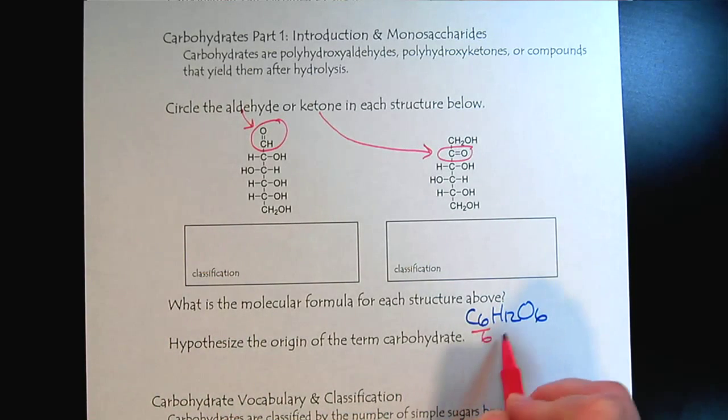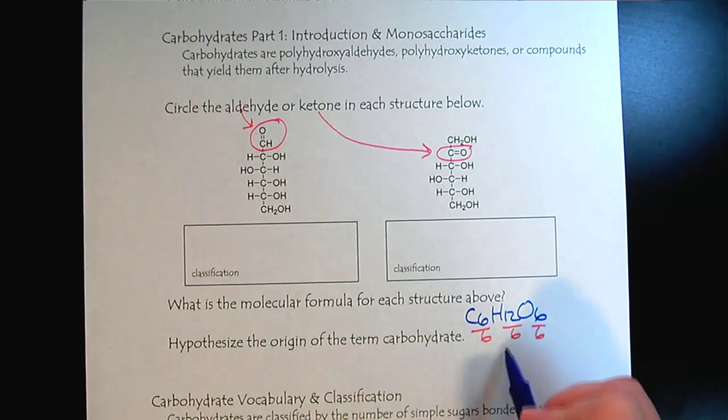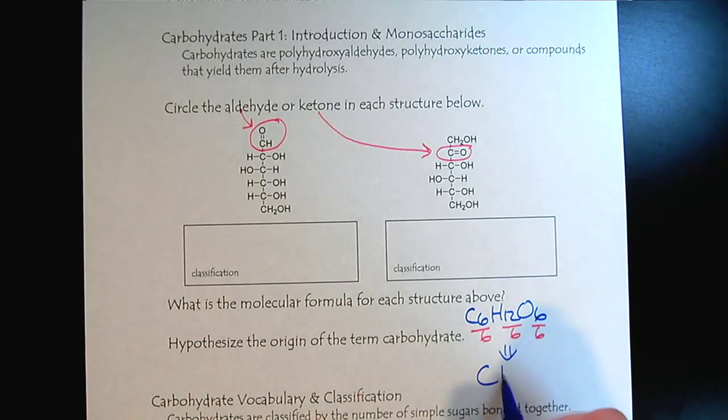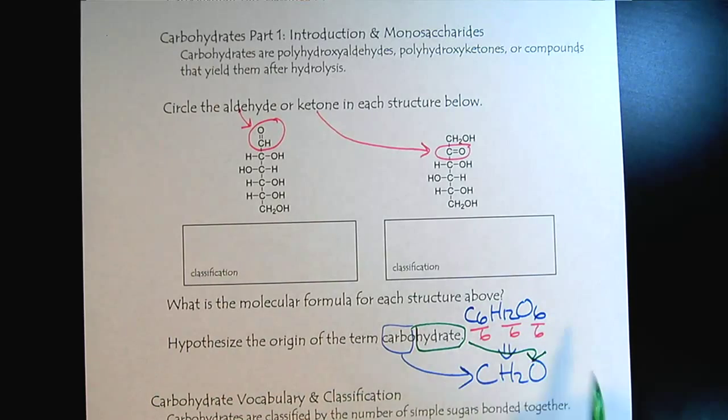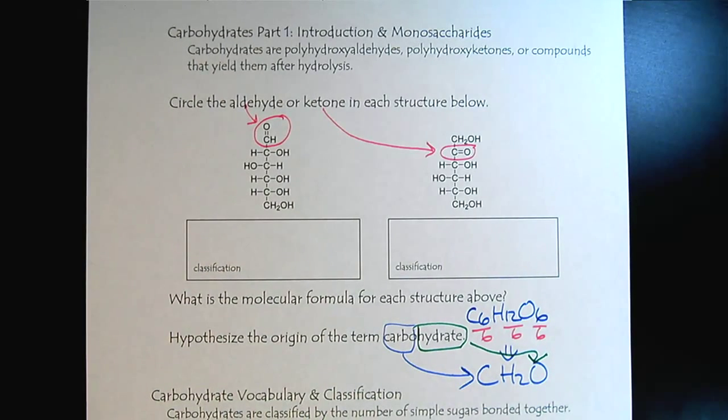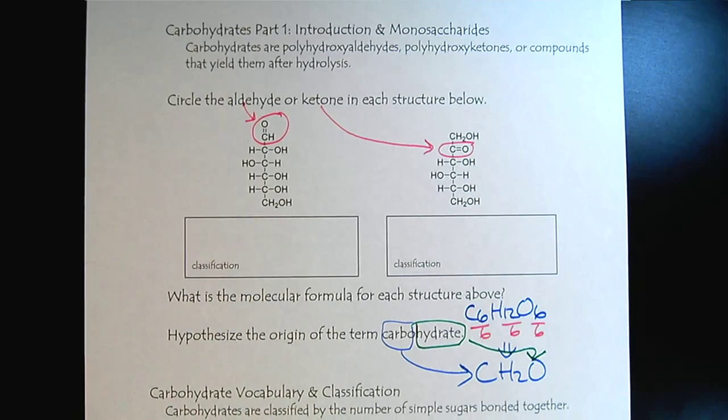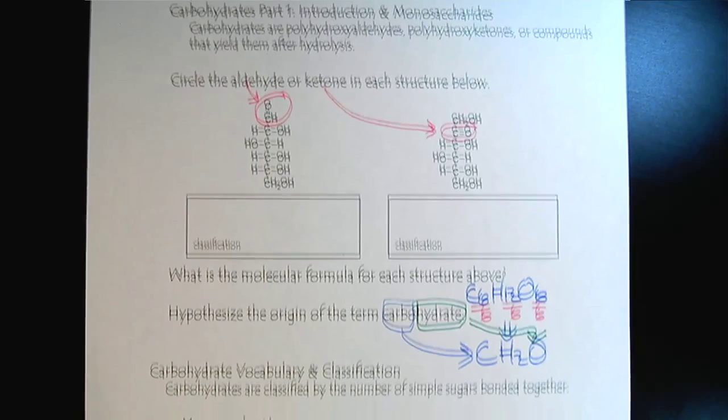We see that there's a common factor of 6. And so if we simplify, we end up with CH2O, right? So there's the carbo, and then we have the hydrate. So the empirical formula, or the smallest ratio of the atoms in a sugar, is CH2O.